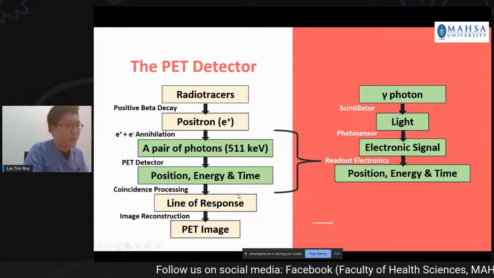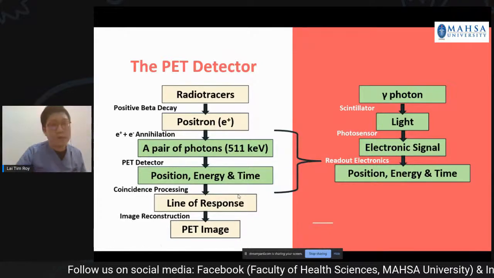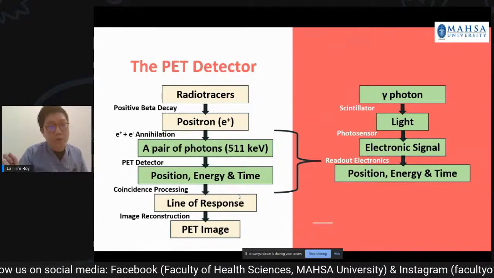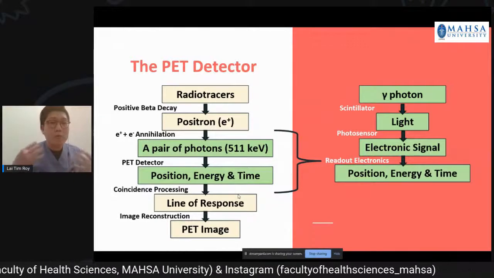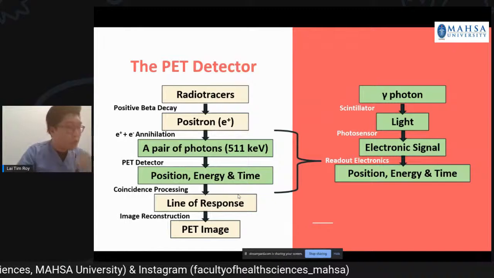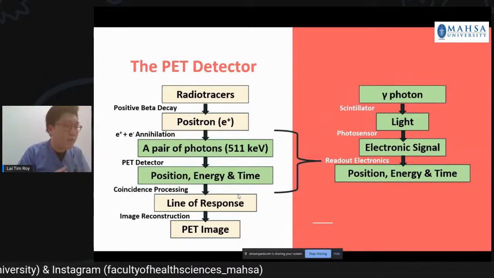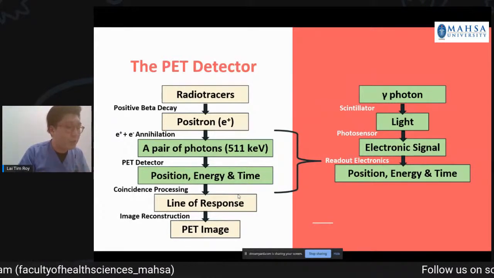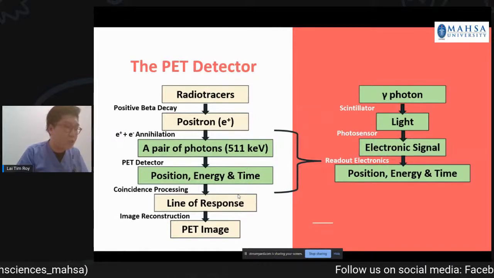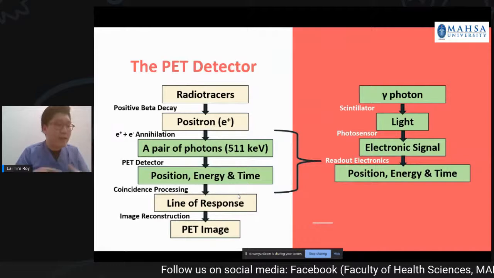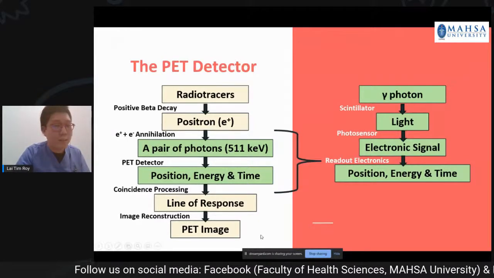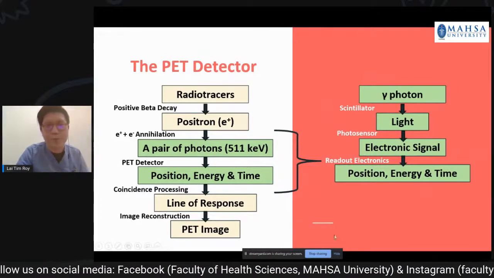Just now, as I was explaining, where it produced the pair of photons, that's where a line of response happens, and all this will be captured. So when it is captured, the raw data of thousands of lines of response are used to generate the PET image through image correction and reconstruction. This is the entire detection flow. That's where the PET CT image is produced.